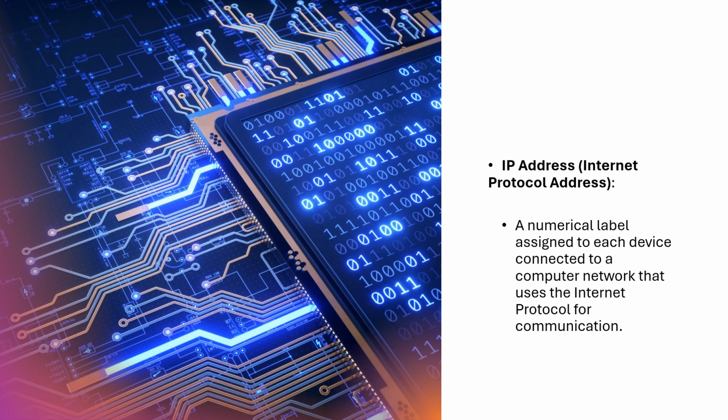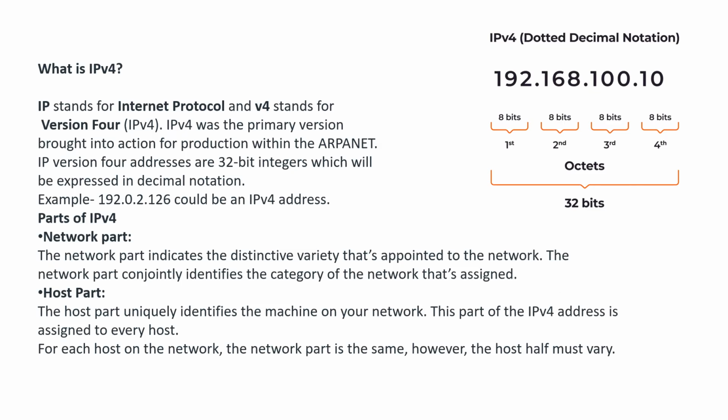IP addresses are classified into two categories as per their version. The first one is IPv4, that is IP version 4, and the other is IPv6, that is IP version 6. Now we will learn about IPv4, and later IPv6. IPv4, that is Internet Protocol version 4, was introduced by ARPANET in the 1990s.